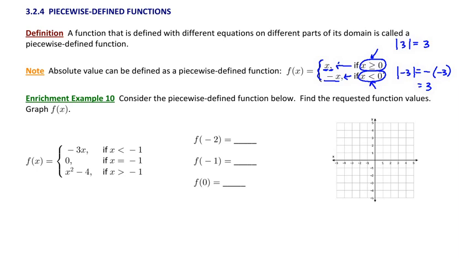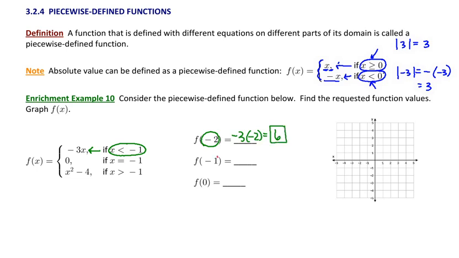So let's try our first evaluation. We want to calculate f of negative 2. So we have to figure out which rule to use. Negative 2 is less than negative 1. Therefore, I'm going to use this rule. We'll plug negative 2 in for x to obtain negative 3 times negative 2, which gives us positive 6.